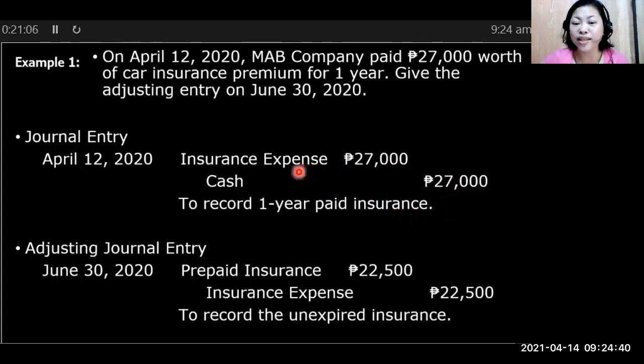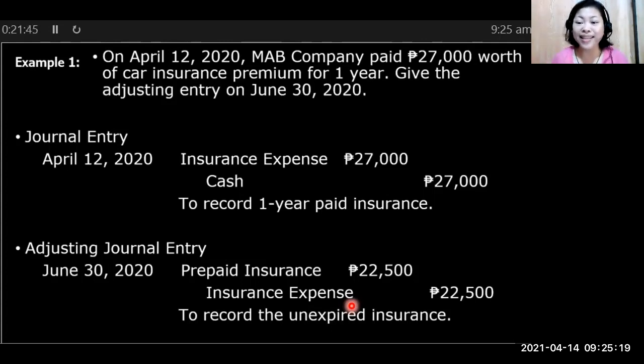Insurance expense, then in the adjusting journal entry, we are going to debit prepaid insurance, but look at the amount. It's 22,500. This is the unused portion. This is the unexpired portion of the insurance, and then we credit insurance expense. Which means we are deducting from insurance expense and putting it for prepaid insurance.